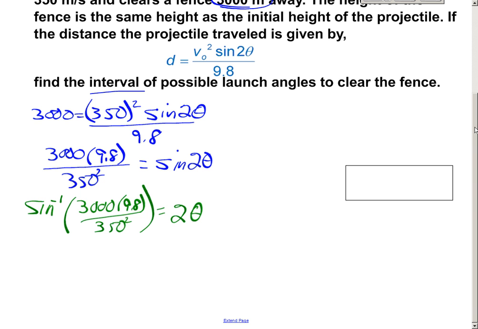For this one, we actually want to solve the inverse sine first, and the fact that it equals 2 theta means that it really can be in the first or second quadrant, because with 2 theta being in the first or second quadrant, that keeps theta in the first quadrant. So just a little trick there. So if we solve that for 2 theta, we get that 2 theta is approximately 13.9.